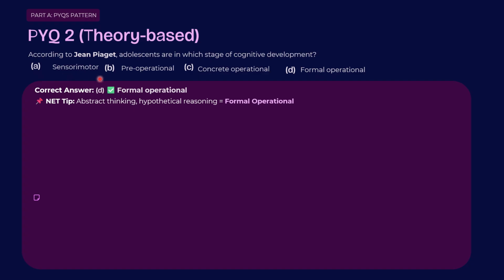Option A is sensory motor. This stage belongs to children from birth to 2 years. Learning occurs through senses and physical actions. There is no abstract thinking at this stage.